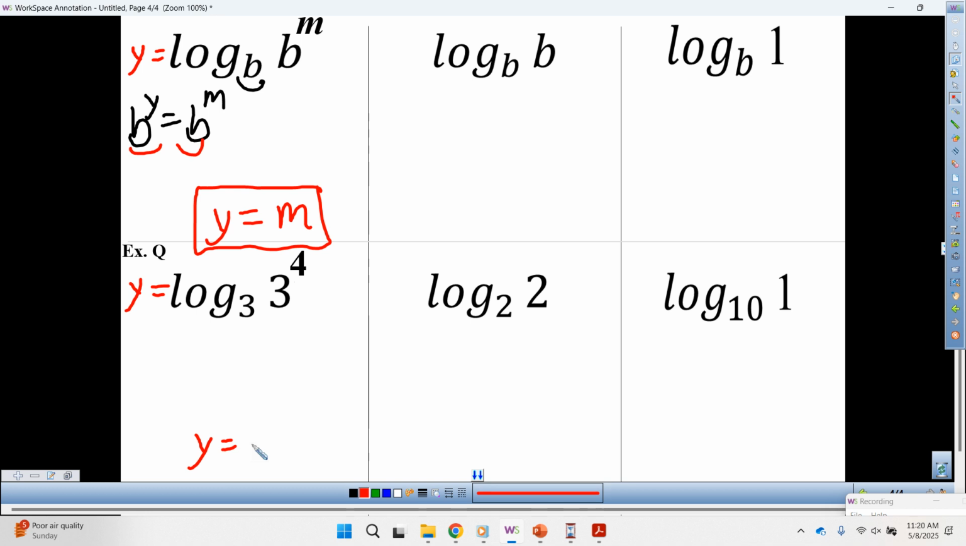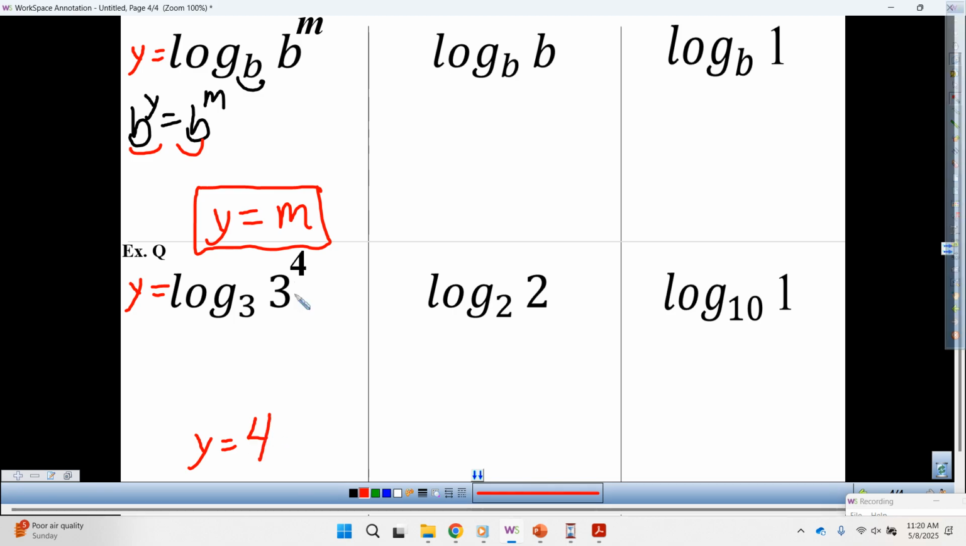What is y? Tell your neighbor. What is y equal to? Y equals to what, Rebecca? Help her out, Renzo. Y equals what?